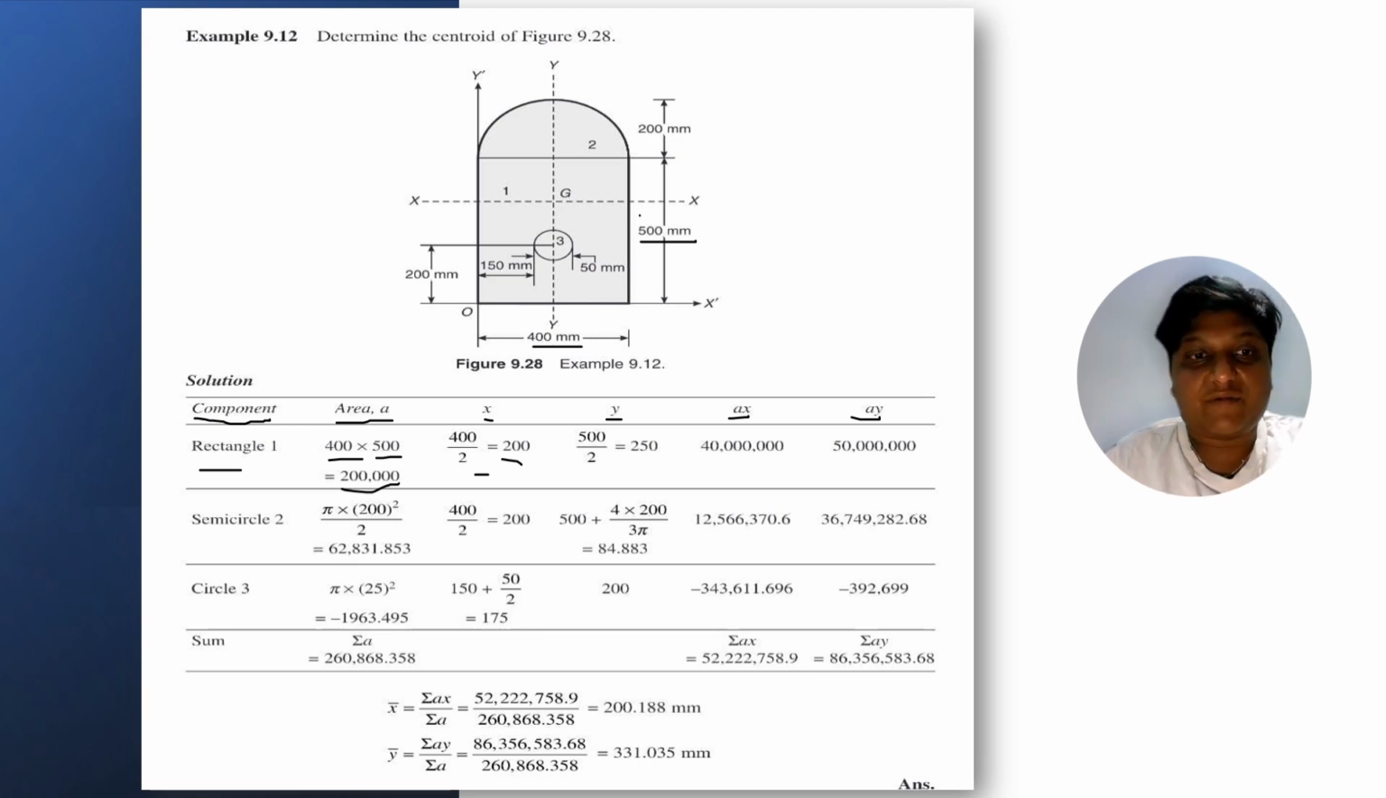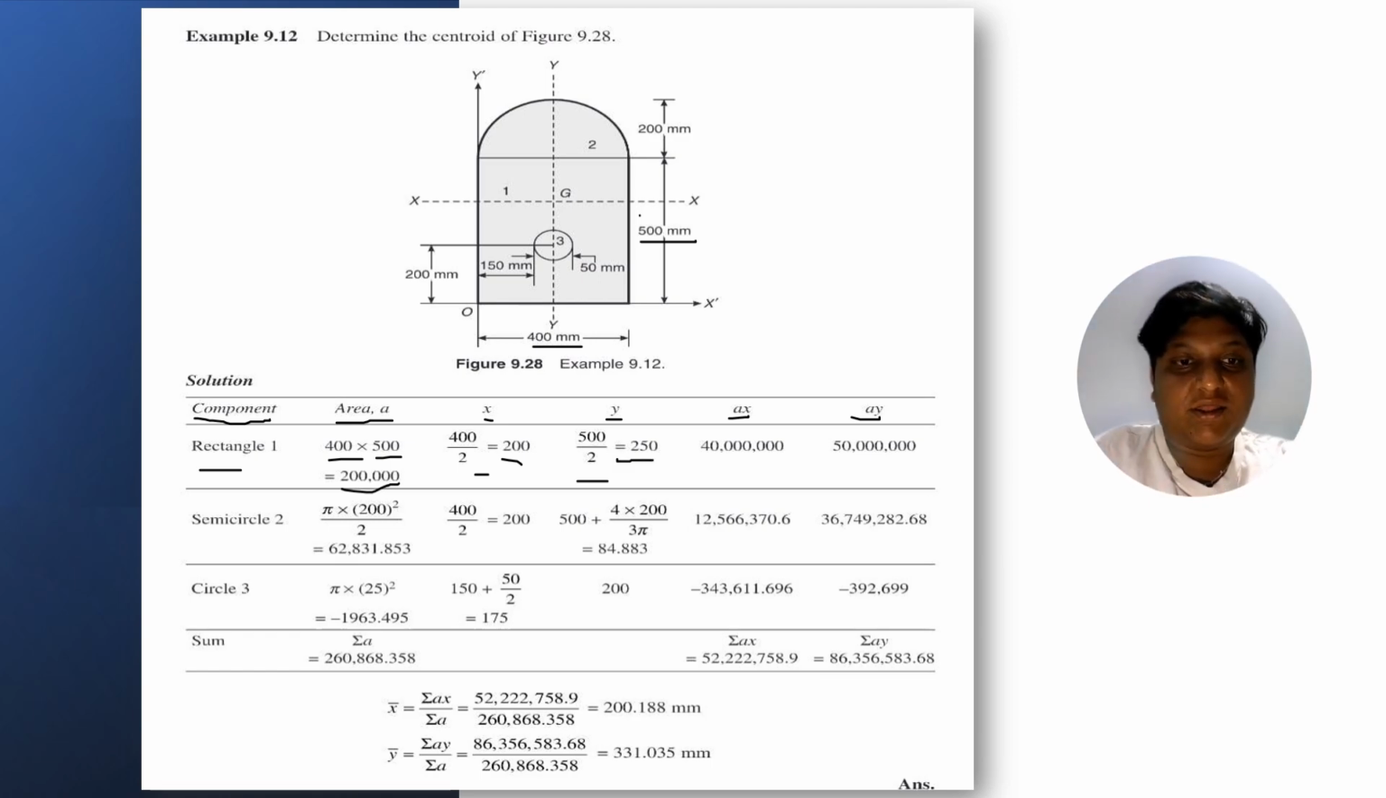Now after finding the x bar, we go to the y bar. Y bar is nothing but the centroidal distance from the y axis. The formula to find the centroidal distance for a rectangle, which we saw in the previous slide, is nothing but d by 2. We find d is nothing but 500, so 500 by 2 gives 250.